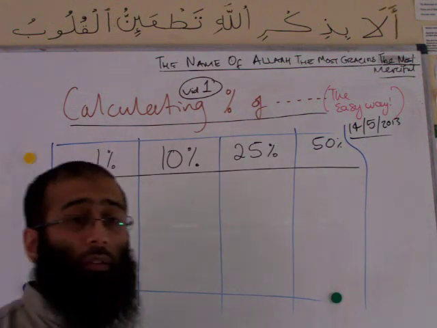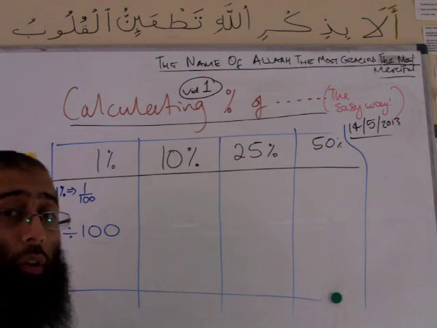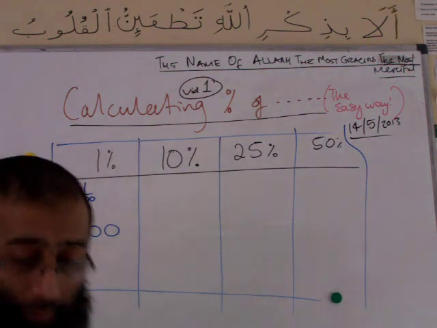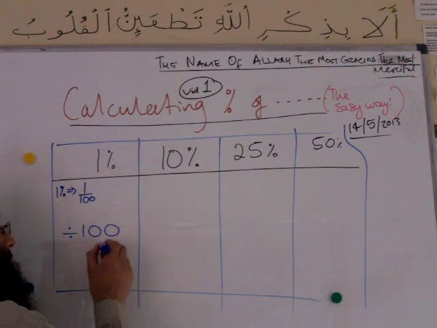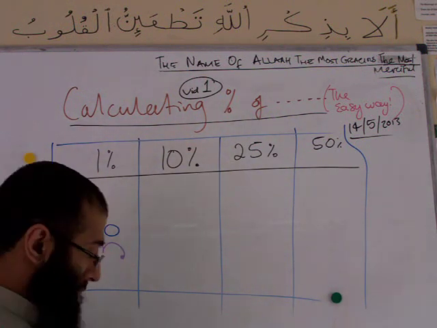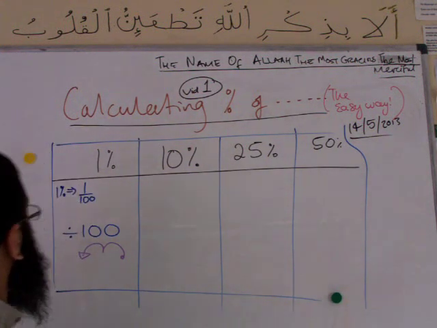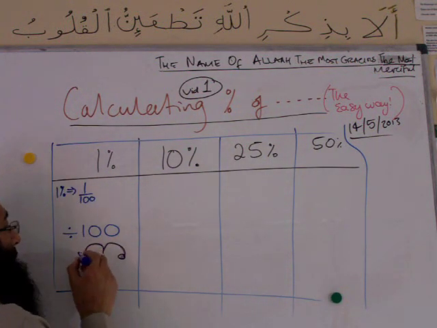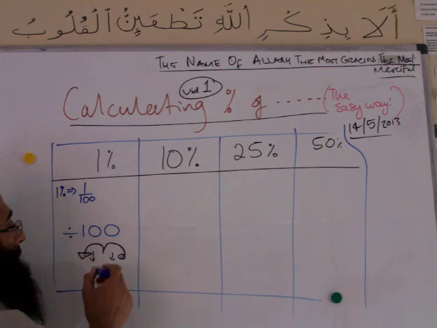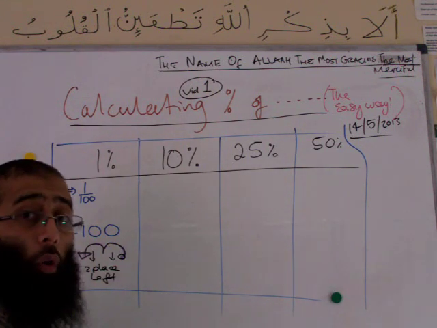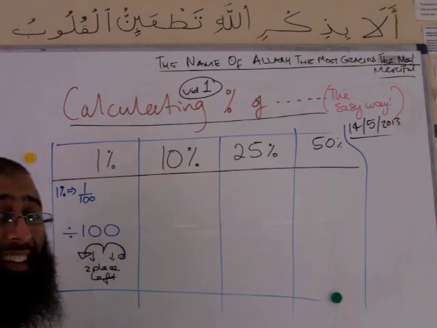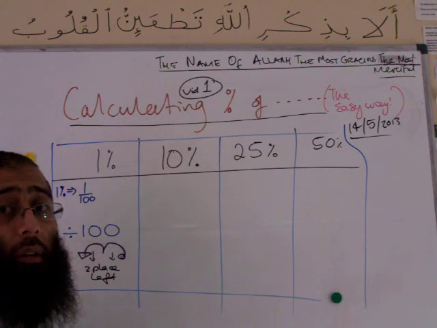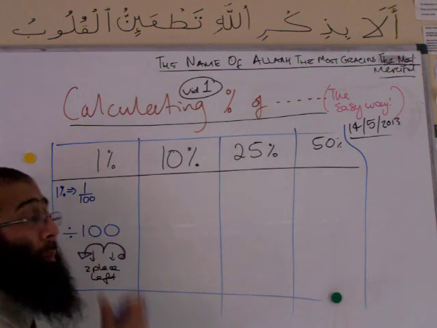And dividing by 100 is one of the world's easiest things to do. We divide by 100, we get our decimal place, and we move 2 places to the left. I don't know if that's going to show up on the video or not. I'll do it in black. Okay, 2 places left. If we're dealing with a whole number, put the decimal point at the end and move that 2 places to the left. So 1% of any item means 1/100th of the item. To work out 1/100th of an item, we divide by 100.